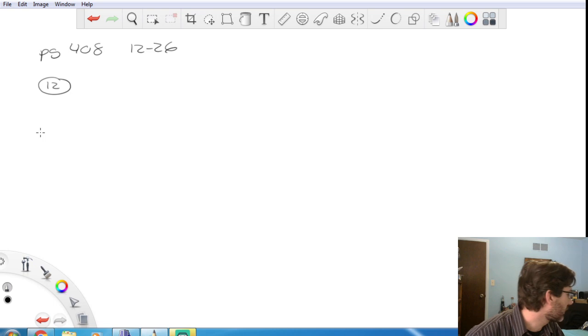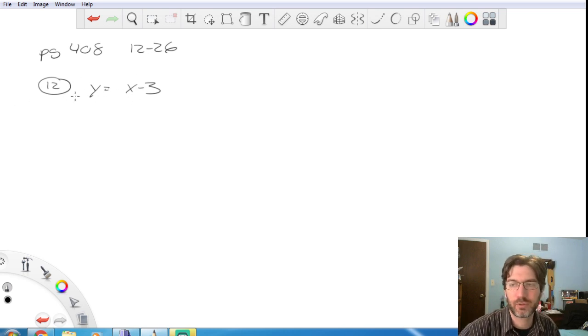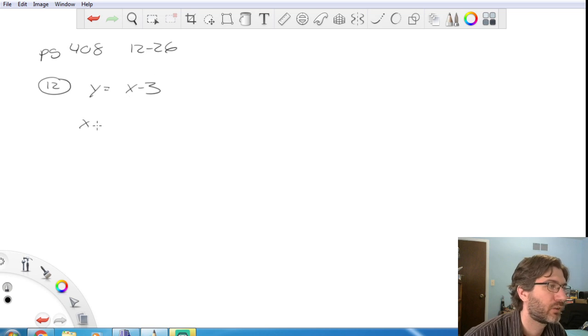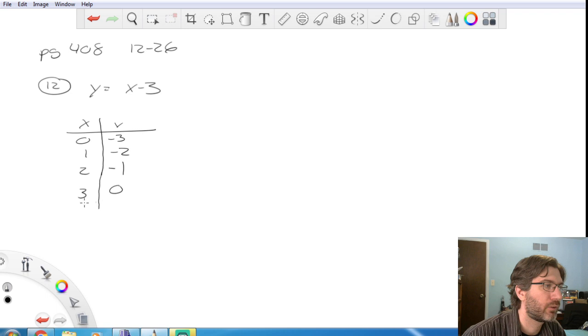So first off, you're going to graph the equations, and we're going to say if they are functions or not. So y equals x minus 3. This is going to be a function because every input is going to get a different output. Like if I put in 0, I get -3. If I put in 1, I get -2. If I put in 2, I get -1. If I put in 3, I get 0. So you could pick any one you want to do it.